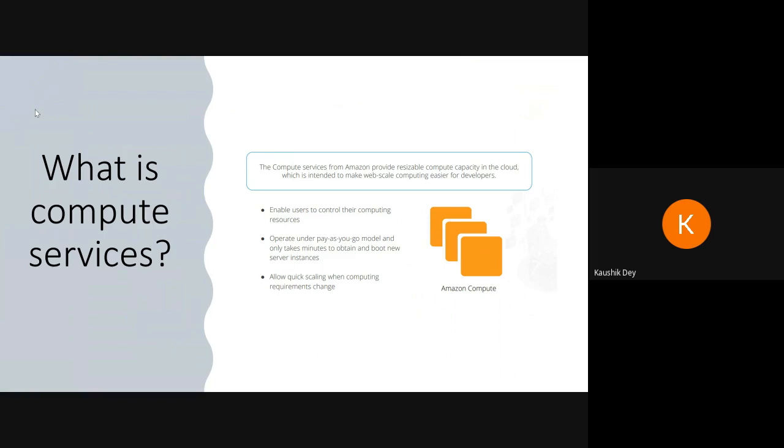So what is the compute service? The compute service means where your processing is going on and you can store your data. It's like a normal computer, where a VM, virtual machine, can store your data and your application, and you can run your jobs and processing engine. The compute service from Amazon provides resizable compute capacity in the cloud, which is intended to make web scale computing easier for developers. It allows quick scaling when computing requirements change, meaning you can scale up and scale down your compute service. Today you have 5 or 6 computing services, meaning VMs, you require.